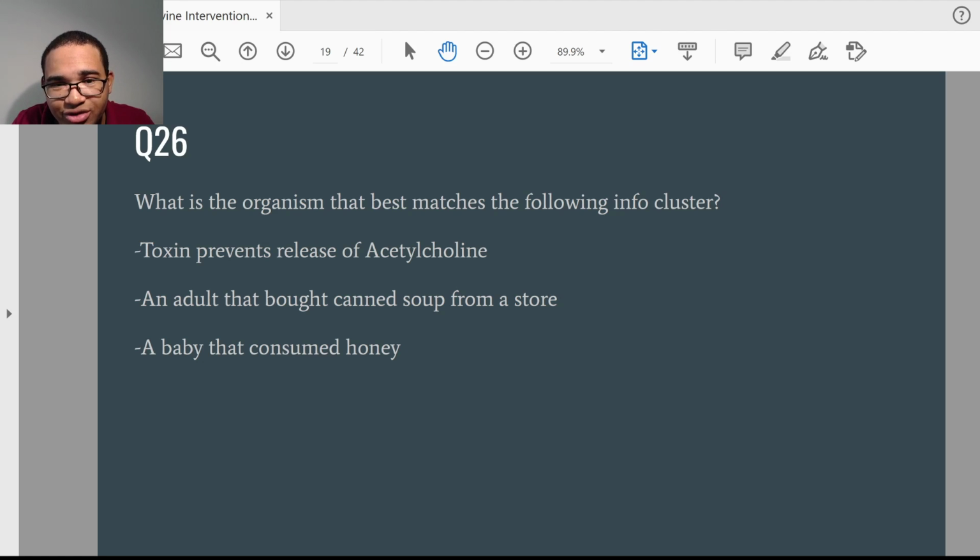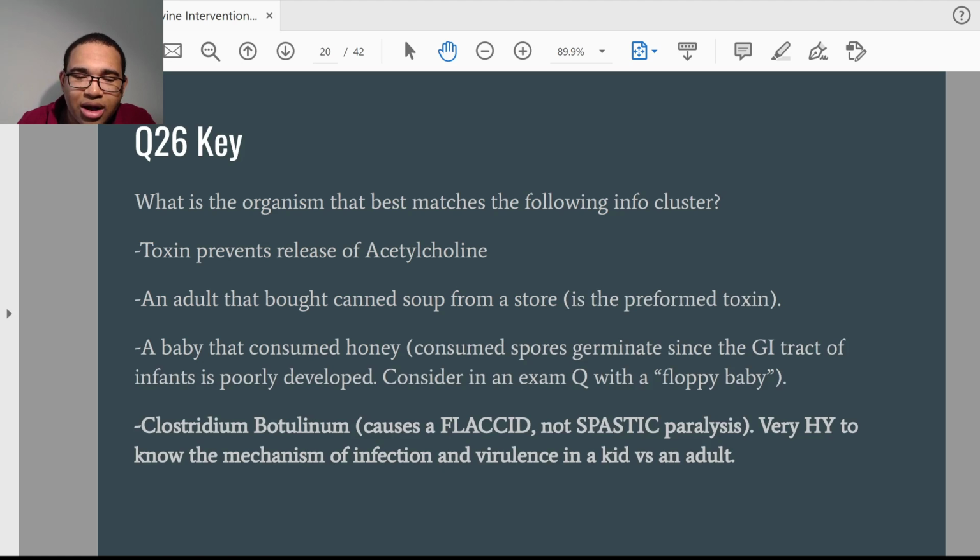Now, what is the organism that best matches the following information cluster? So the toxin prevents the release of acetylcholine. An adult that bought canned soup from a store, a baby that consumed honey, right? It's easy. This is Clostridium botulinum, right? Again, cleave SNARE proteins, right? So you do not release acetylcholine at the neuromuscular junction, right? So this child will have a flaccid paralysis, right? Because their skeletal muscles are not able to contract, right?